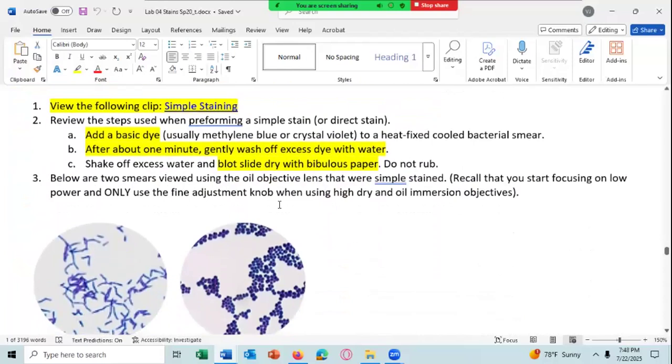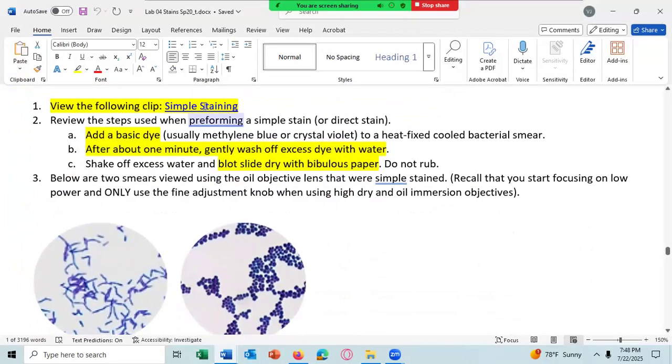Procedure 2 is looking at the simple stain. Here's a video clip for making a simple stain. Review the steps for performing a simple stain. First, you add a basic dye. After about a minute, you wash off the dye. Well, I guess first you start with a bacterial smear, and then you add the basic dye to it. And then you leave the dye on for 1 minute, wash it off with water, blot it dry with bibulous paper. Make sure you don't rub the slide.